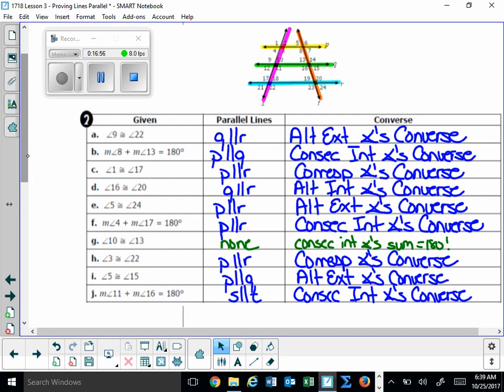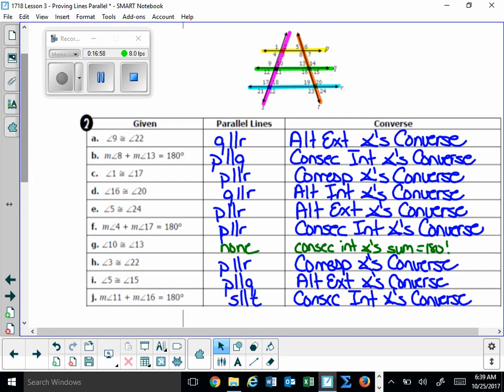All right, I believe that's it for this lesson. I want you to write a summary about how this lesson relates back to the last one and what's the approach to determining whether or not lines are parallel.